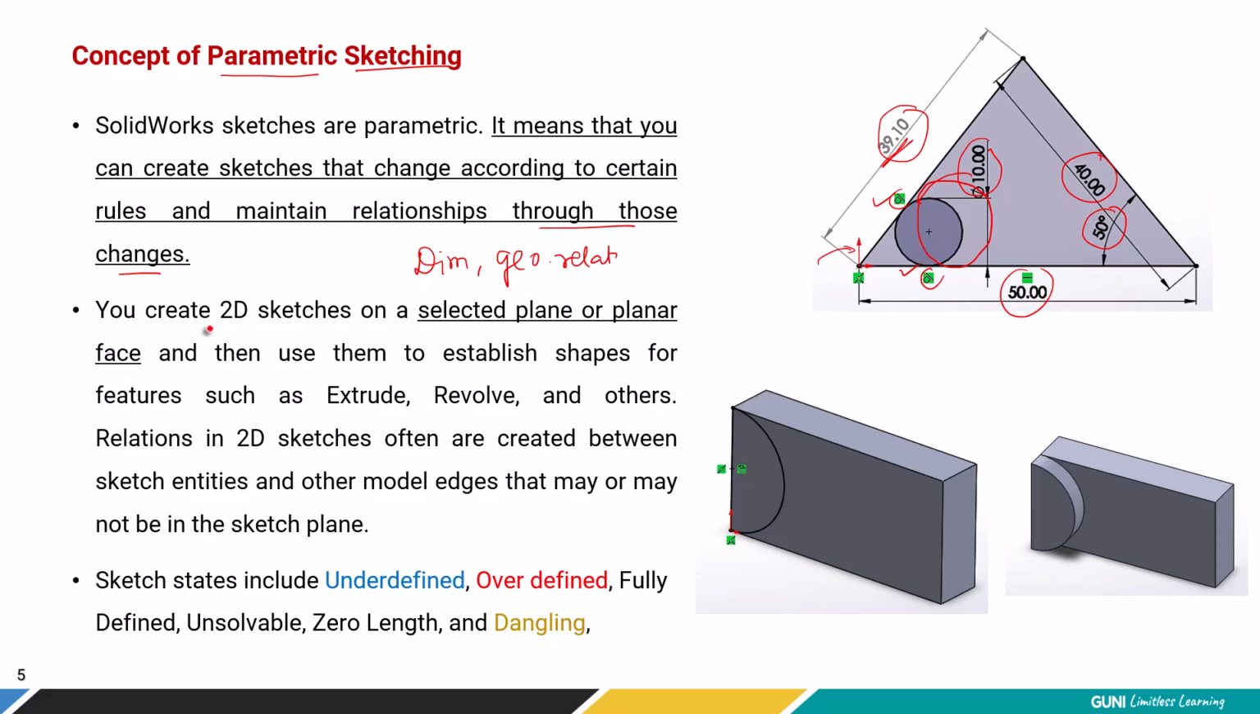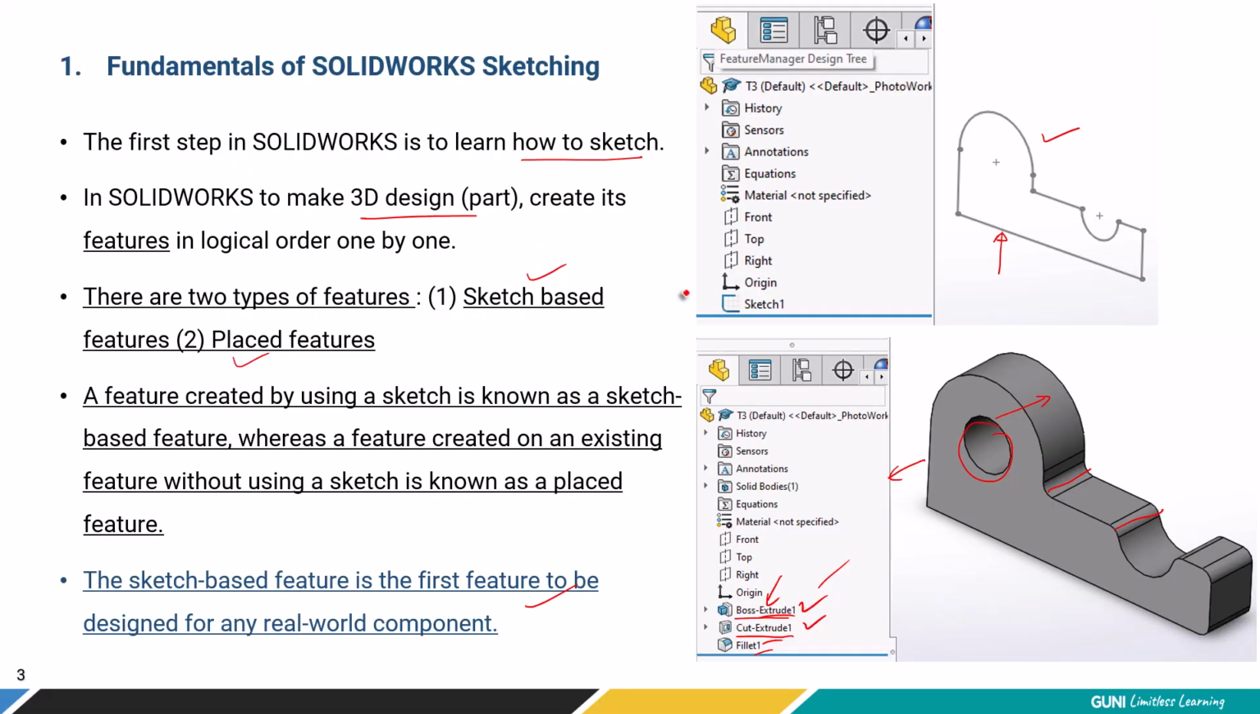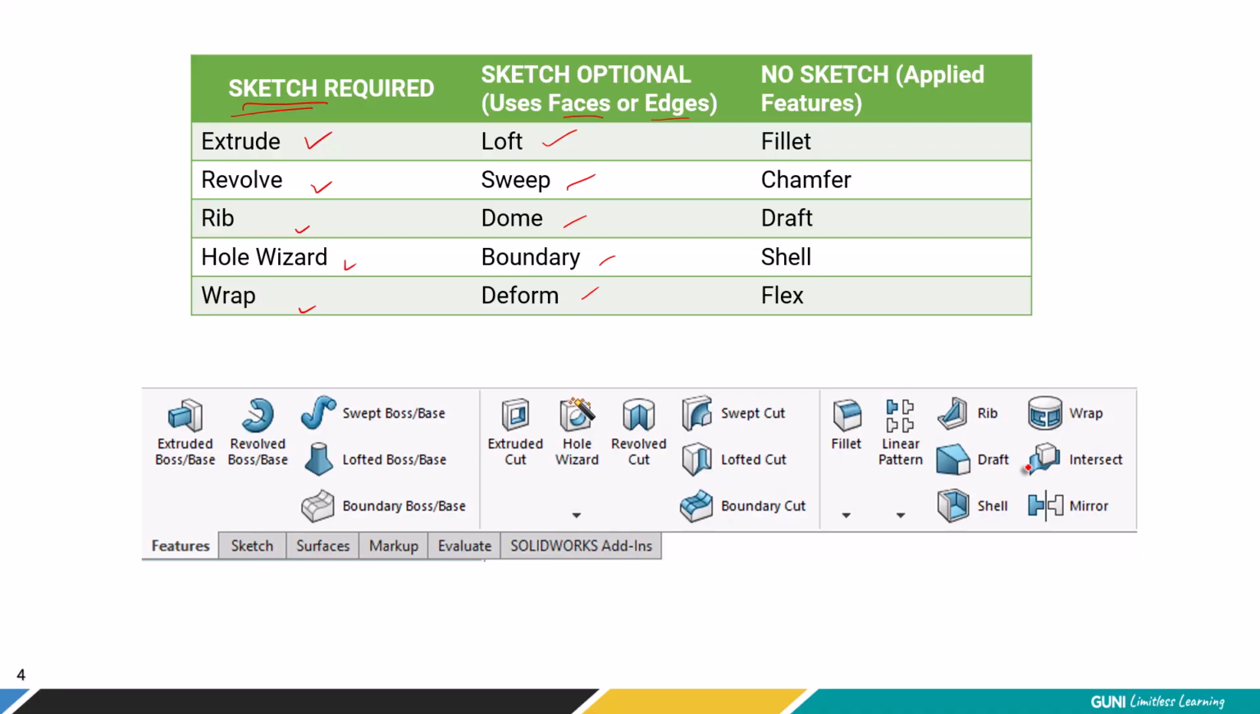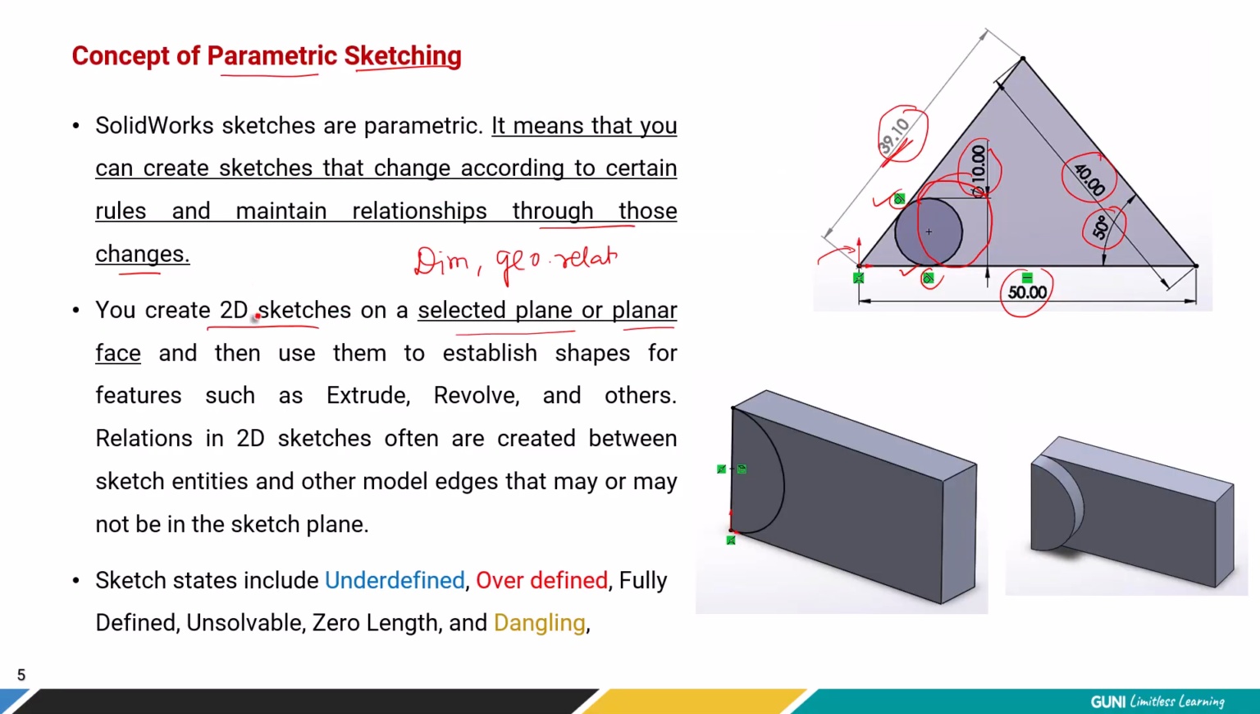So you can create a 2D sketch on selected planes or planar faces. Over here, these are the default planes provided to create the sketches. Or you can use these faces or planar surfaces for creating the sketch. Then use those sketches to create an extrude feature, revolve or other entities. So relations in a 2D sketch are often created between sketch entities and other model edges.